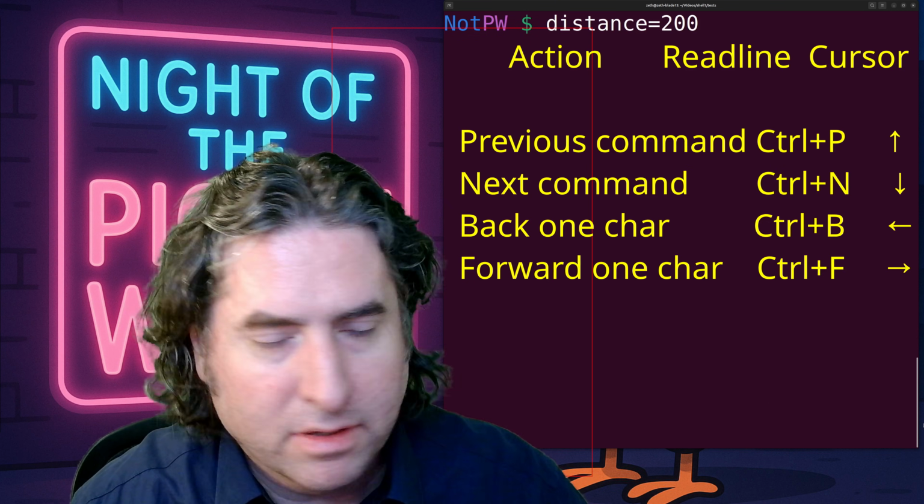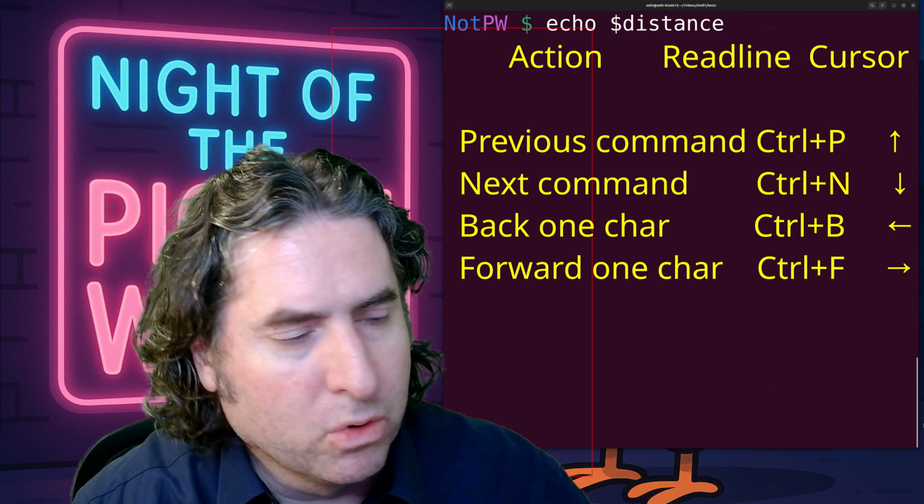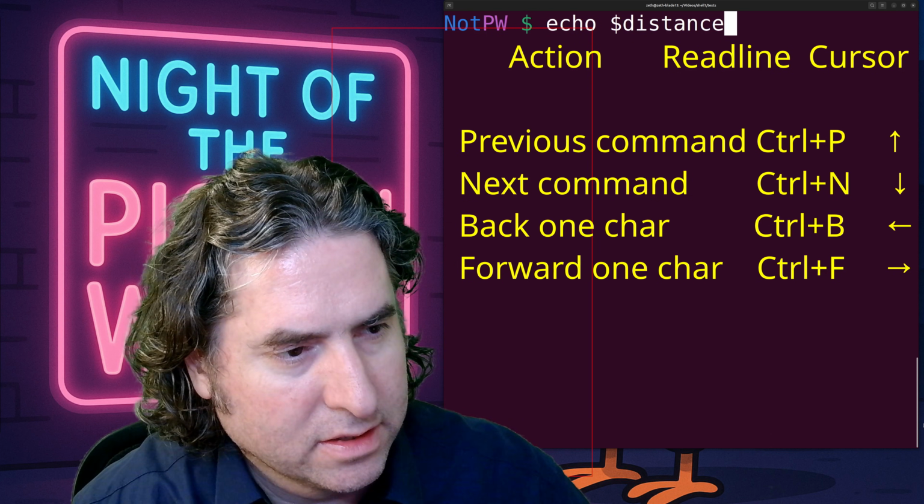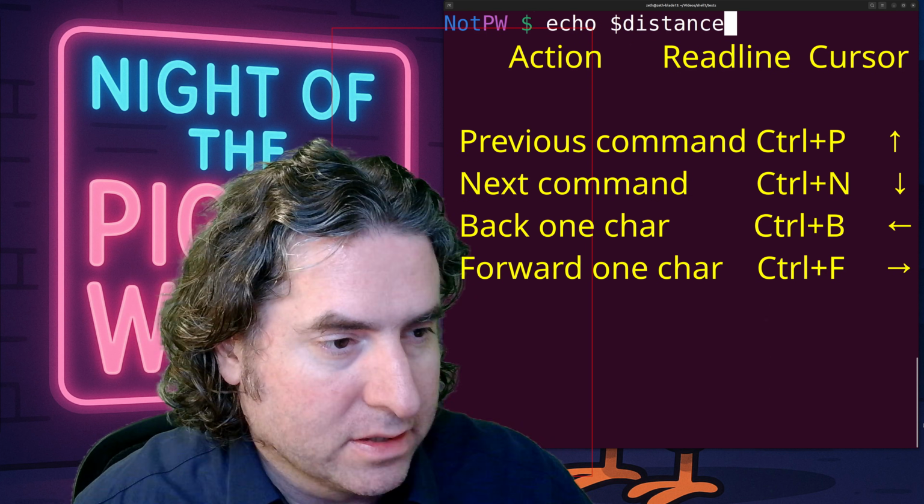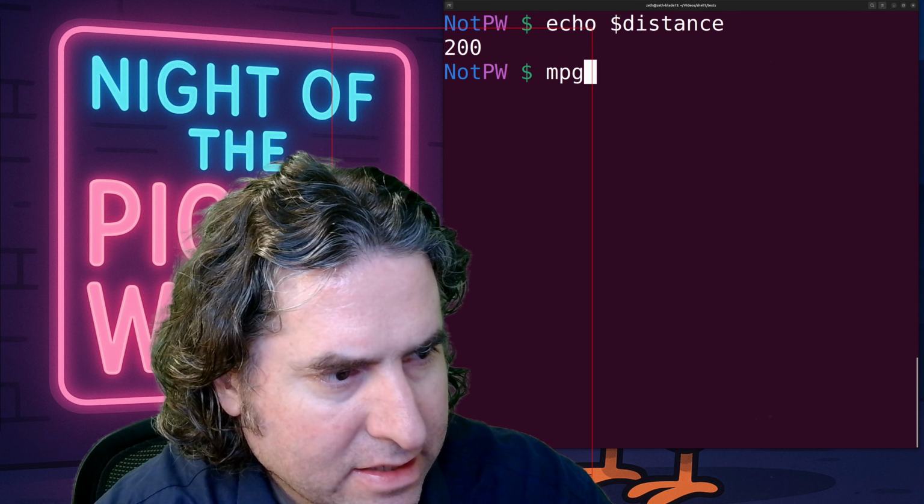When you press up in the terminal, it goes through the command history, and all the commands are stored in the history, which is just a file on the file system. I'm going to take another turn. I'm going to say miles per gallon is 50.